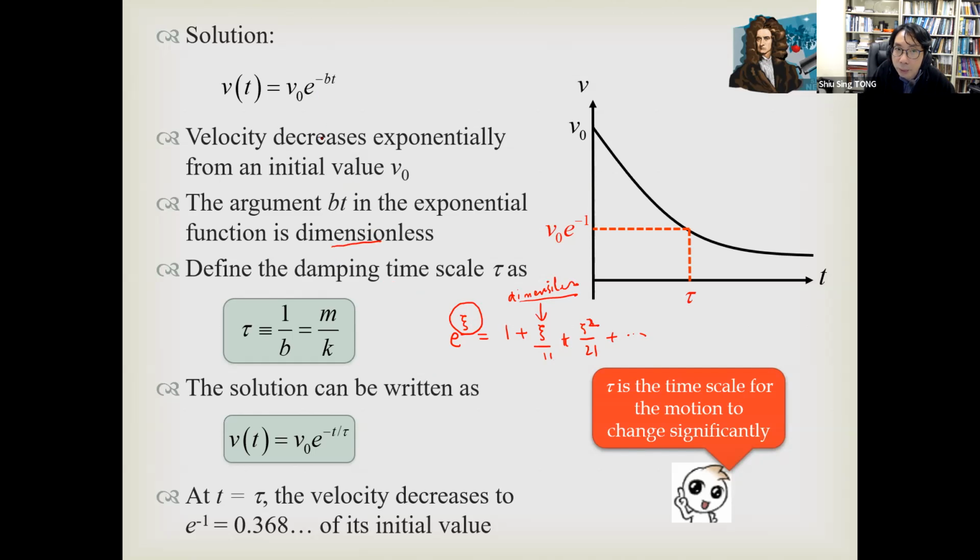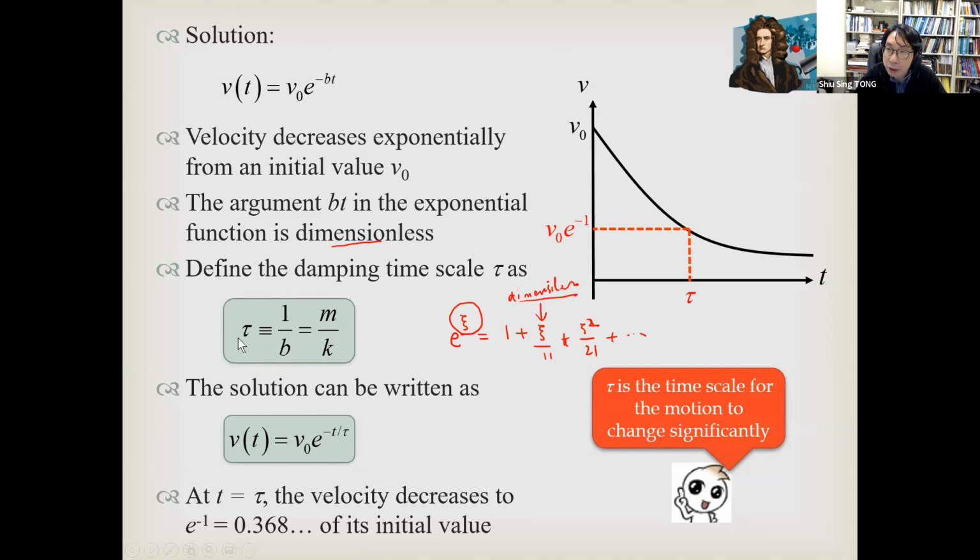And so for this situation, bt is dimensionless. And that means b has the inverse dimension of time. And I can define 1 over b as a time, which is called the damping time scale. It carries a dimension of time. So I define tau as 1 over b, and I rewrite b as k over m. So the tau becomes m over k.